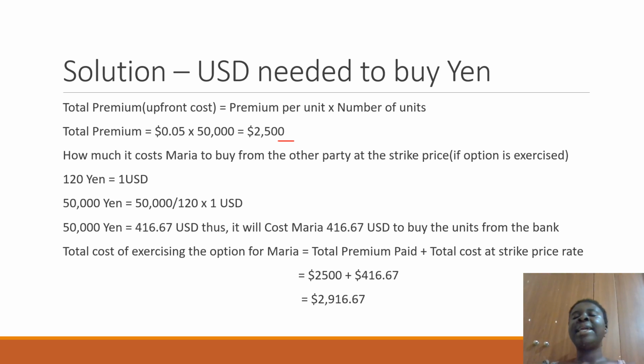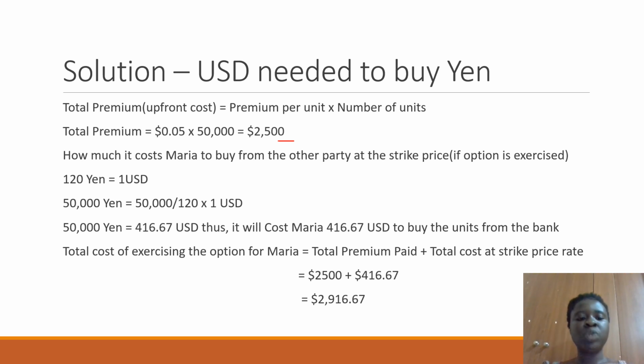Now at the end of the period, or the expiration date, when Maria is exercising the option, you want to know how much it will cost her to buy from the other party at the strike price. Well, that has been the agreed price. And since she's exercising, she will buy from the bank at the strike price. And the strike price is saying that $1 is equal to 120 yen. So you want to understand how much it will cost Maria to buy the 50,000 yen using her USD.